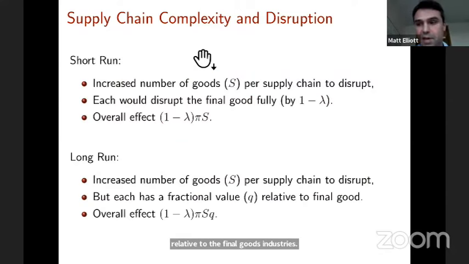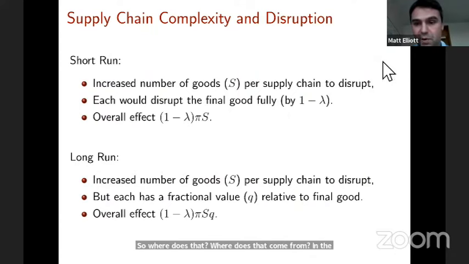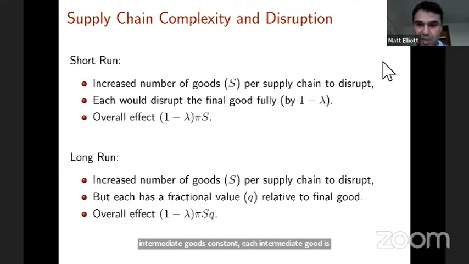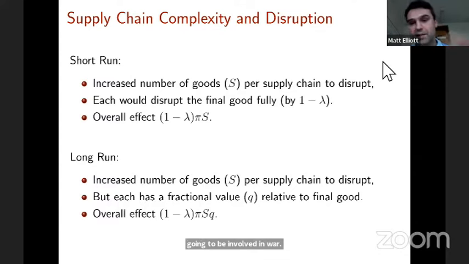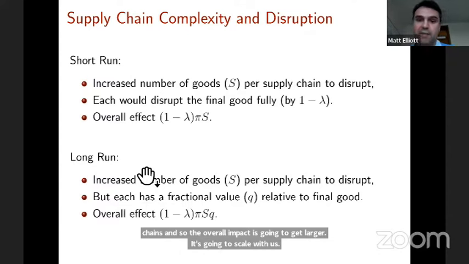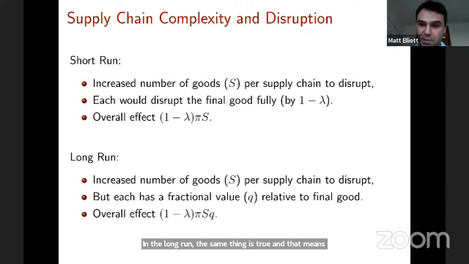So where does that come from? In the short run, it's pretty straightforward to see what's going on. As we increase the complexity, holding the number of intermediate goods constant, each intermediate good is going to be involved in more supply chains. And so the overall impact is going to get larger, it's going to scale with S. In the long run, the same thing is true, and that means the value of the industry is typically going to go up as it gets involved in more supply chains, so you get the same initial expression, but now the value of that industry can be quite a lot less than the value of the final goods, and so it gets moderated by this Q.